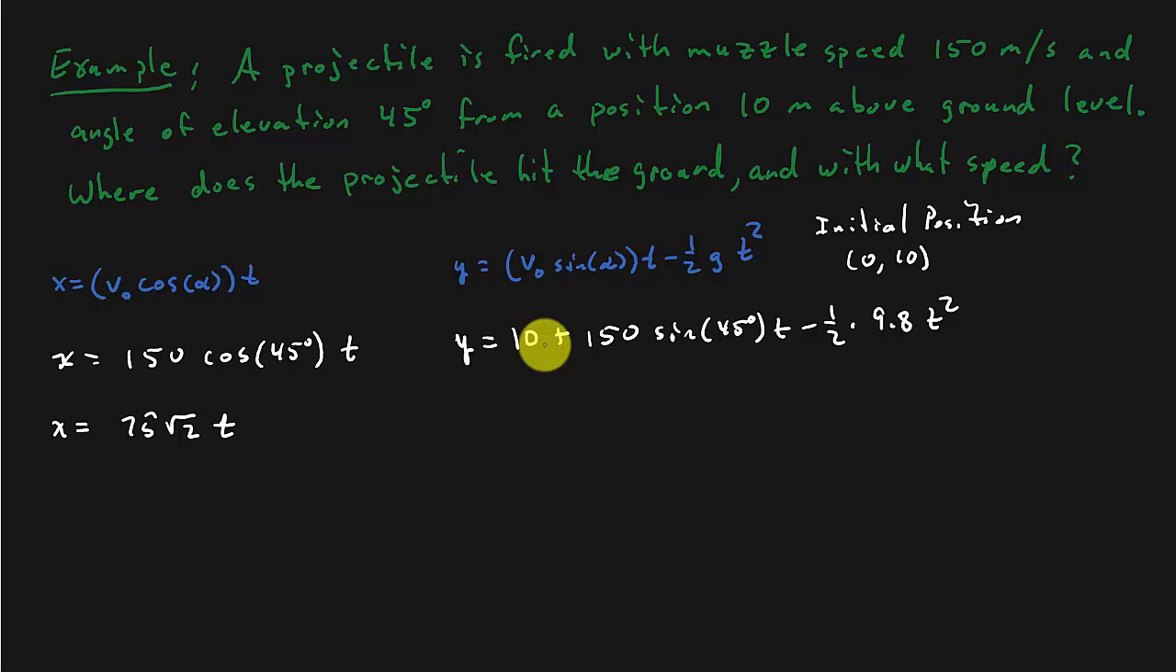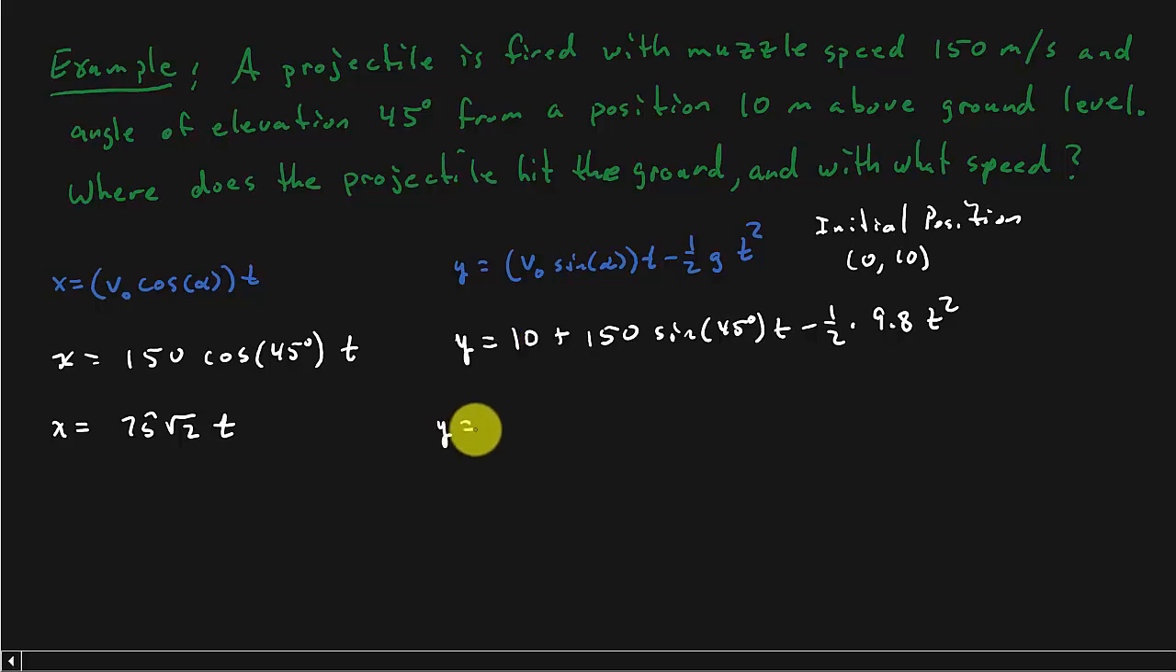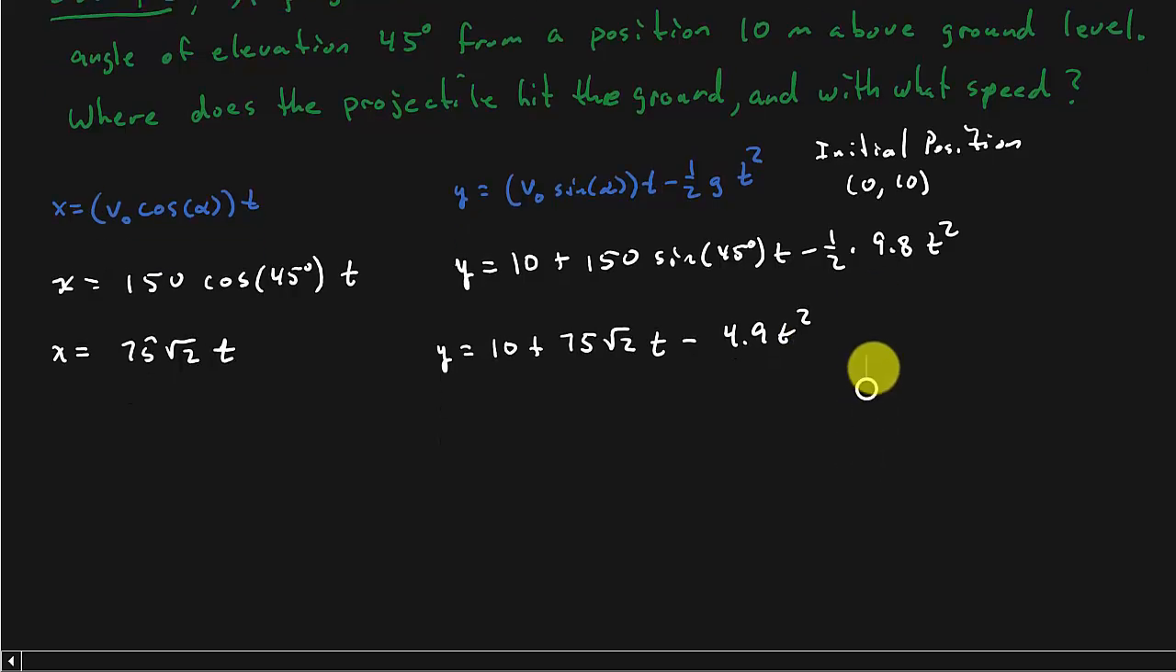All right, so this is going to give me y equals 10 plus square root of 2 over 2 times 150, which is 75 square root of 2, times t, minus 4.9 t squared. All right, and so there's x, there's y.